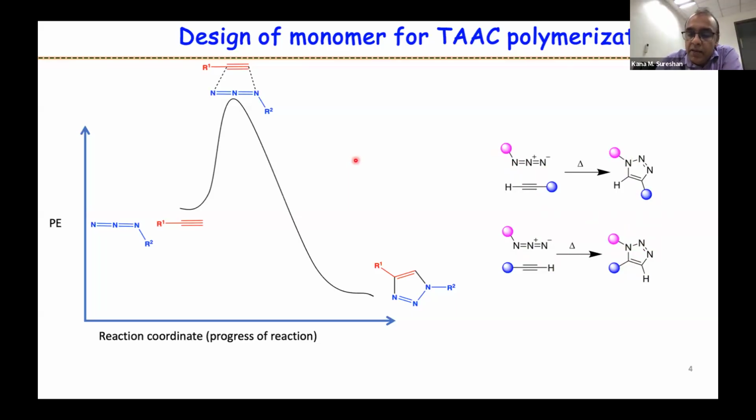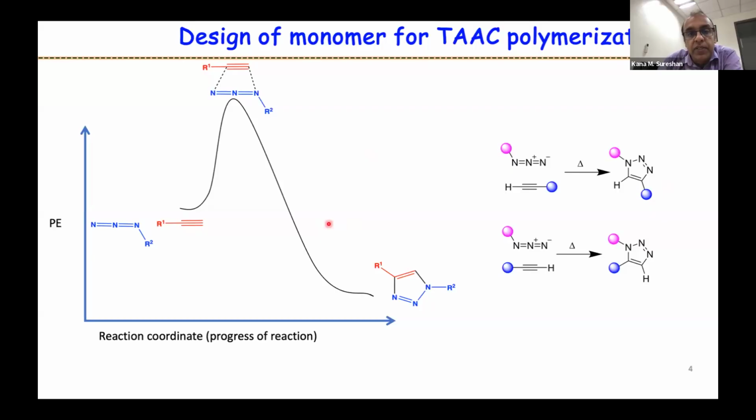But the click revolution came when these two gentlemen, Meldal and Sharpless, started looking at different catalysis. When they added copper(I) to the system, it gave only one of the products, the 1,4 isomer. So that is called click chemistry, a catalyzed version of the Huisgen reaction.